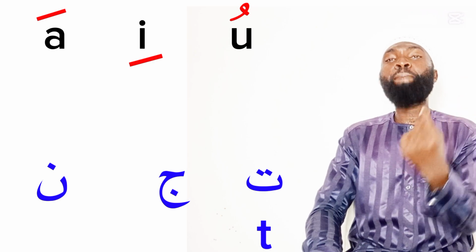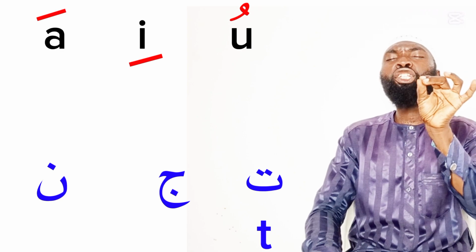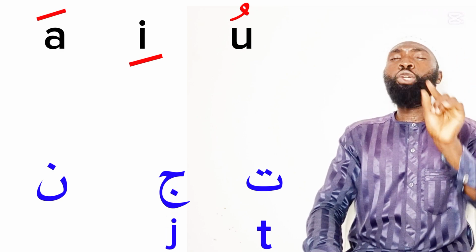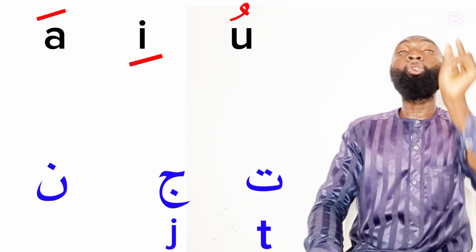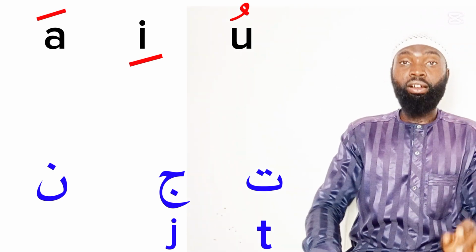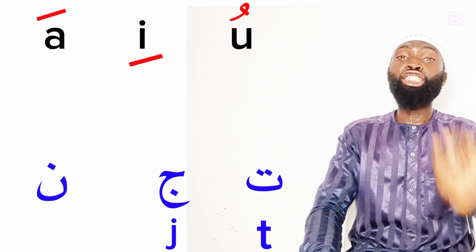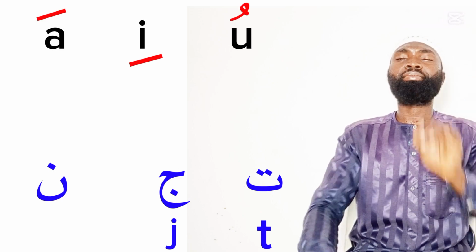Coming to the second letter, the letter jim. That is the name. But in pronunciation, you simply touch and leave it. So you say j, j, j. You don't say ji, nor ju, or ja. That is wrong because the sound is j, j, j. Just like the letter J in English.